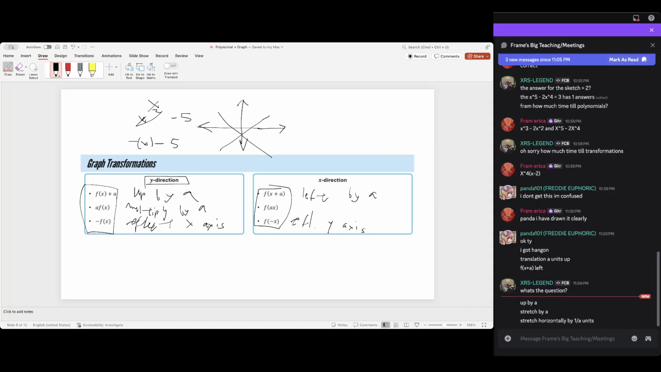And a f(x) is stretch or compress by a. Yeah, it's stretch. That's true. So here we go.